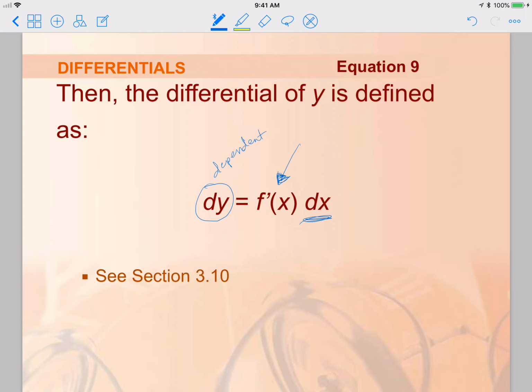Okay? So in actuality, believe it or not, dy depends on two variables. So dy is a function of x and your choice for dx. Typically dx is really small, and x is just a location.